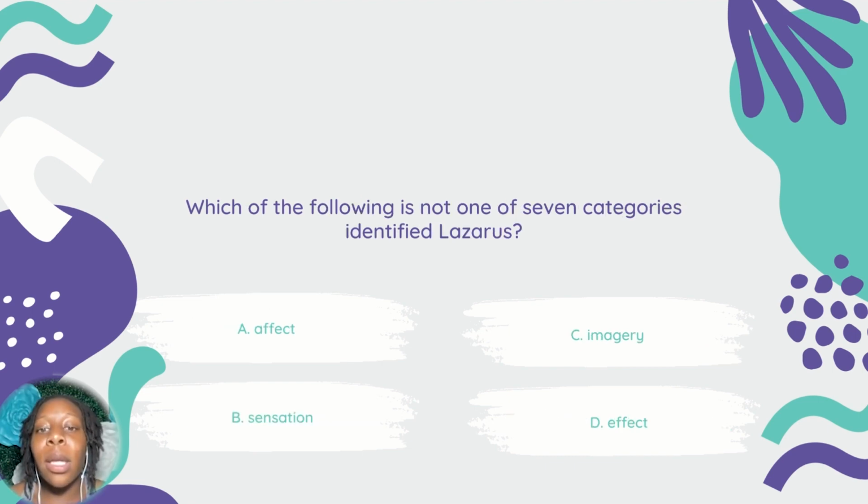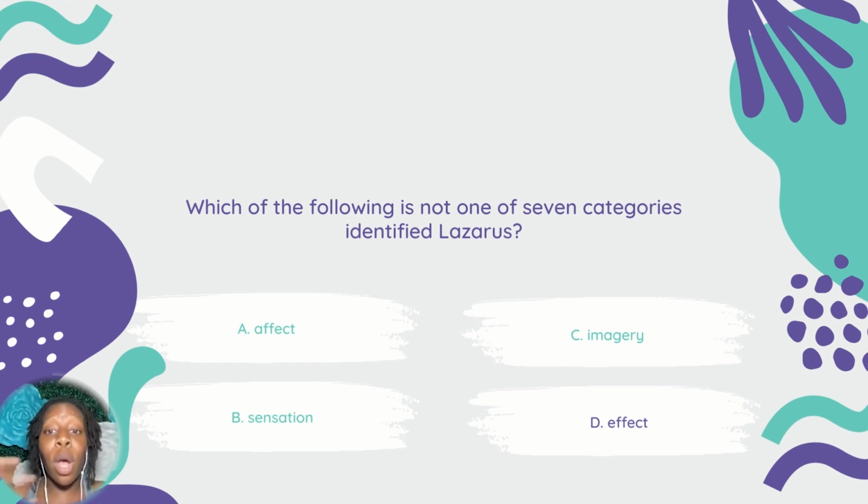All right. Which of the following is not one of the 7 categories identified by Lazarus? All right. So we know we can cross out B and C. Those make sense. Or even if they didn't make sense, 2 of the answer choices look alike. So we know one of them is true and the other one is false. Affect. These 3 answer choices, A, B, and C, they go together. Affect, cause and effect. Not here.